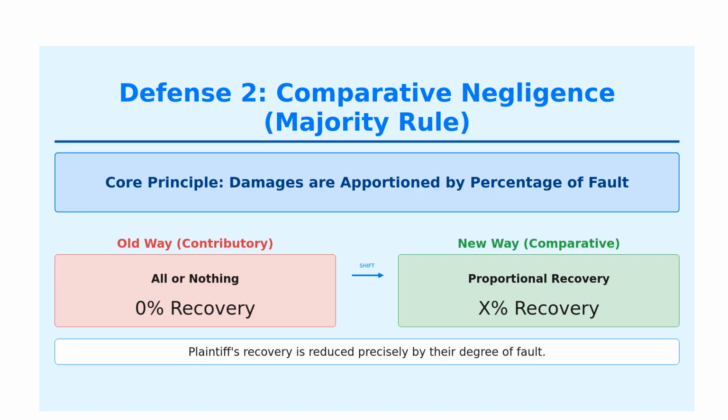The plaintiff's total recoverable damages are then reduced by their assigned percentage of fault. For example, if the plaintiff suffered $100,000 in damages but was found 20% at fault, they recover $80,000. This system ensures that recovery is directly proportional to the defendant's share of the blame, making it the prevailing standard across the United States today.